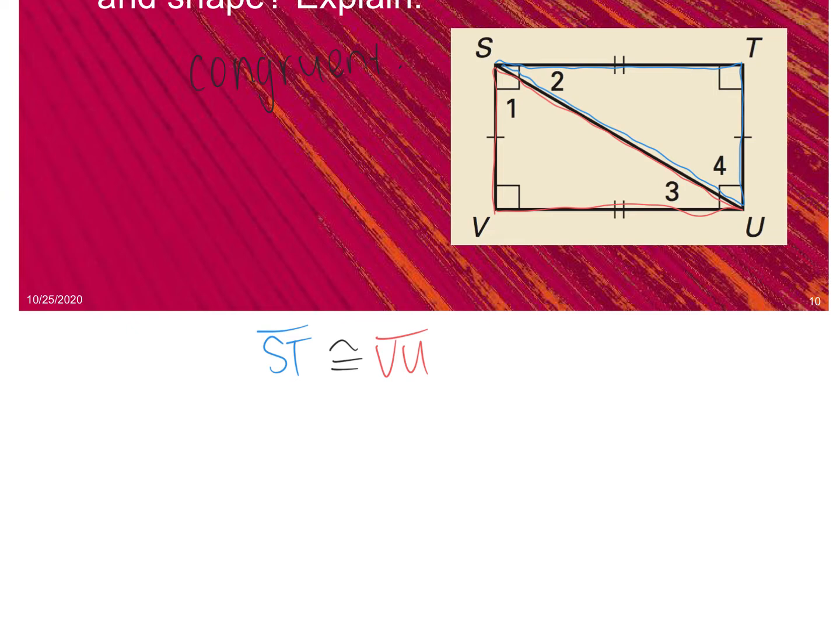Let's do it again, because we need 3 sides that are congruent. What's another side in the blue that matches up with a side in the red? John. SV and TU, very good. SV is congruent to TU.